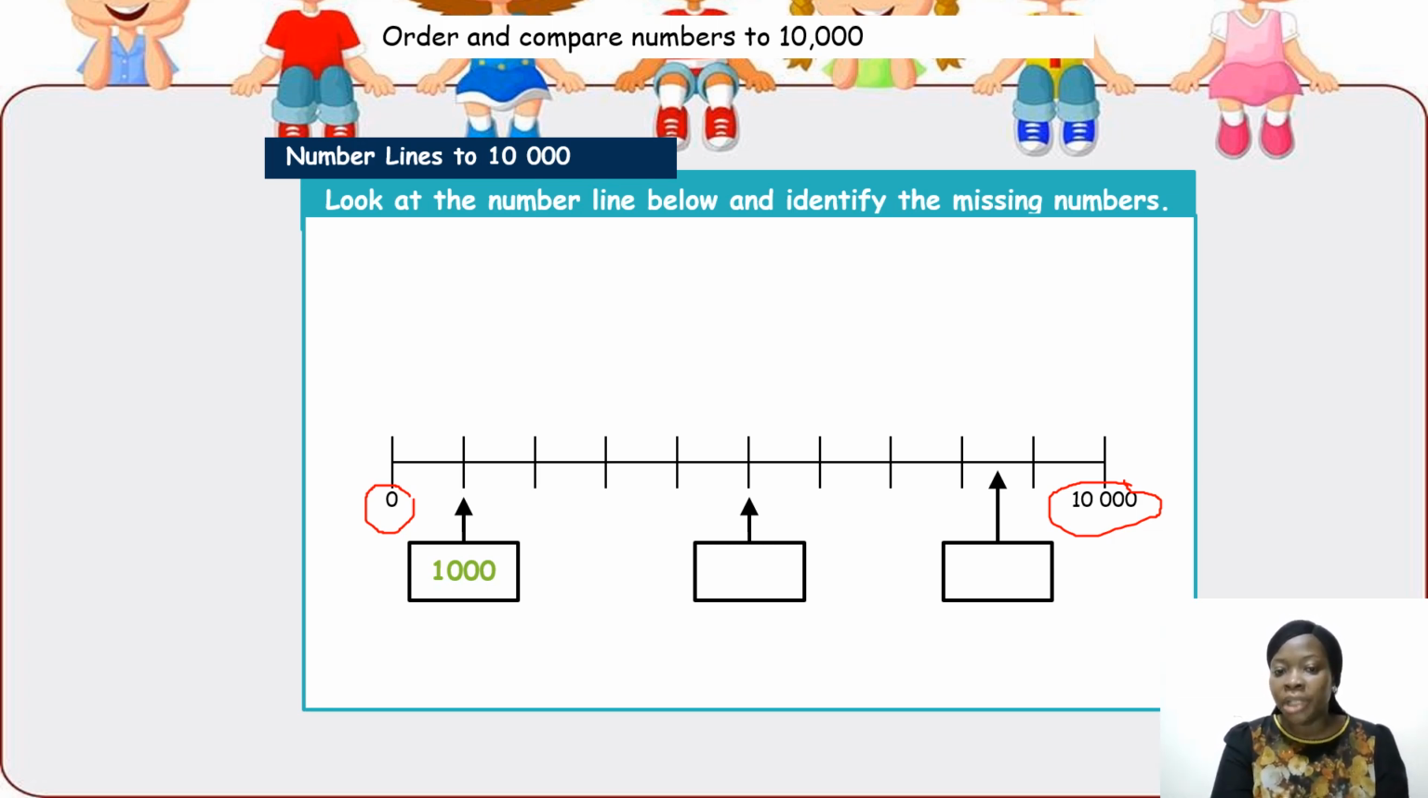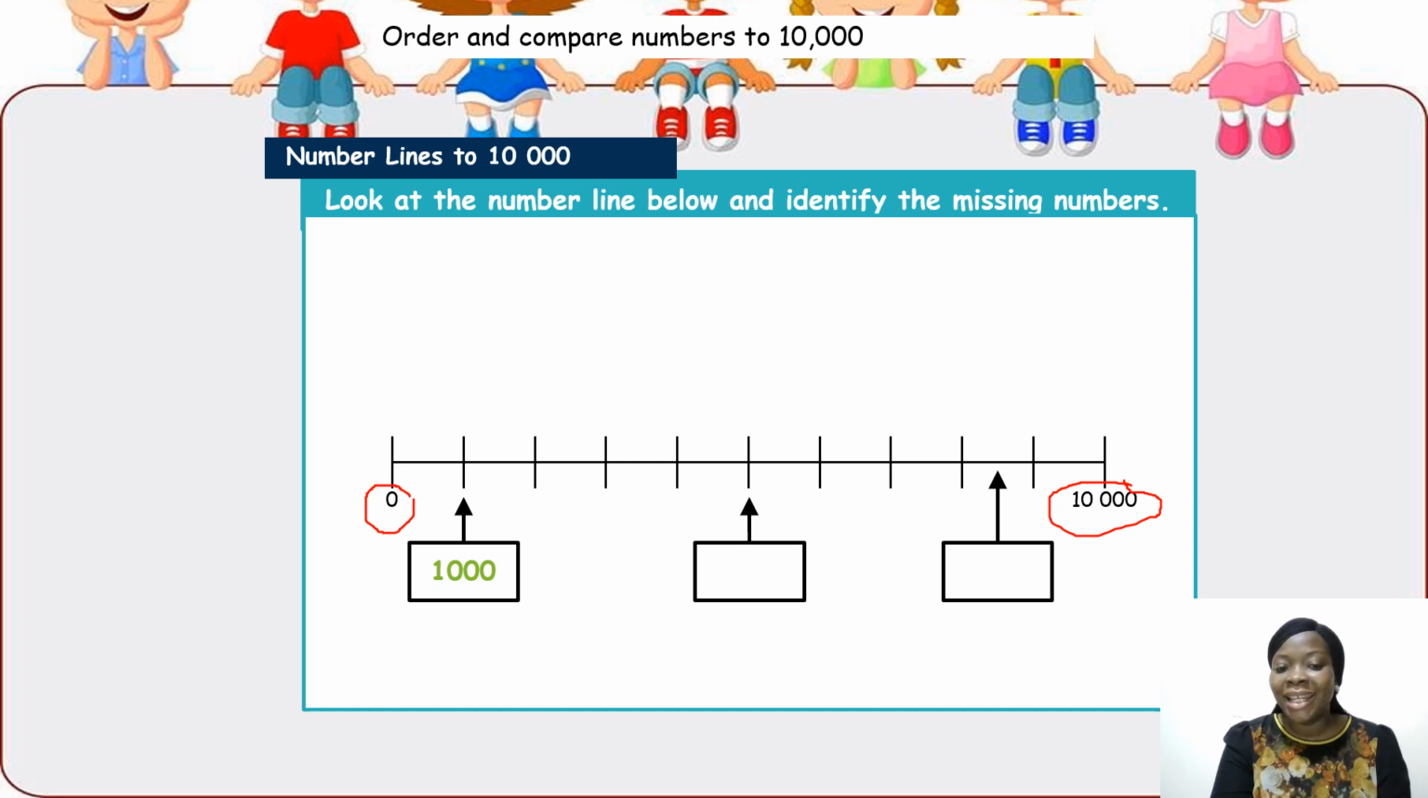Are we skip counting in twos? Are we skip counting in fives? Are we skip counting in tens? Are we skip counting in thousands? This would help you order your numbers accurately. Now let's look at this number line. Pause the video and have a think. What number are we skip counting in?